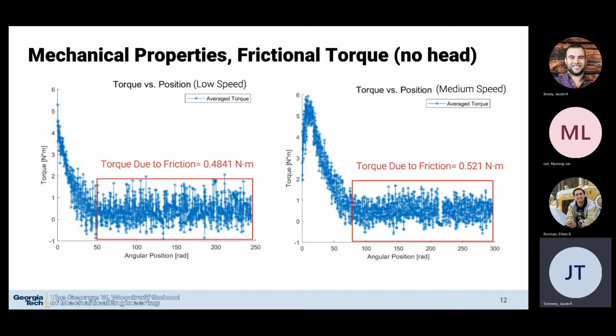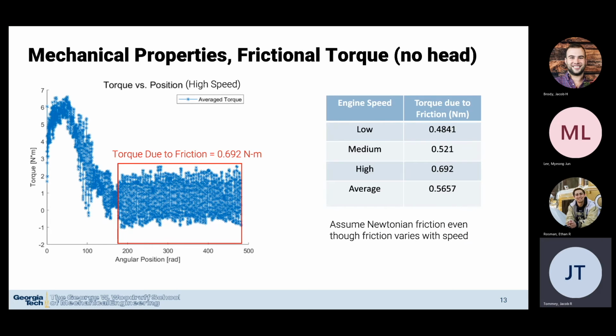We ran the system at 3 different speeds, low, medium, and high, gathering the work due to torque, and found that there were minimal differences between each of the 3 torque values. So, by analyzing the 3 different speeds and finding only a small amount of difference between the different contributions of work due to friction, we were able to assume that the frictional effects could be modeled as Newtonian, which do not change based on the RPM of the engine. The average value of torque due to friction was 0.5657 Newton meters.